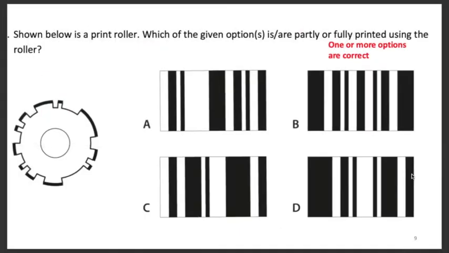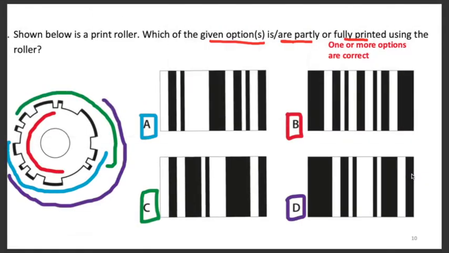Shown below is a print roller. You can roll it to get some kind of a print. Which of the given options is or are partly or fully printed using this kind of a roller is what you have to identify.